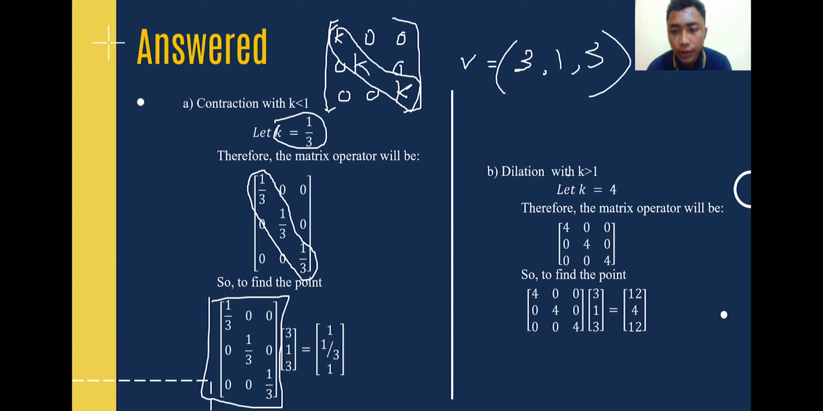And in B is the dilatation with k more than 1. So for example, k is 4. This has the same formula. We just need to change the value of k to 4, because the k in this case is 4. We use this formula. So we just need to multiply: 3 multiplied by 4, 1 multiplied by 4, and 3 multiplied by 4, and the result will be this.